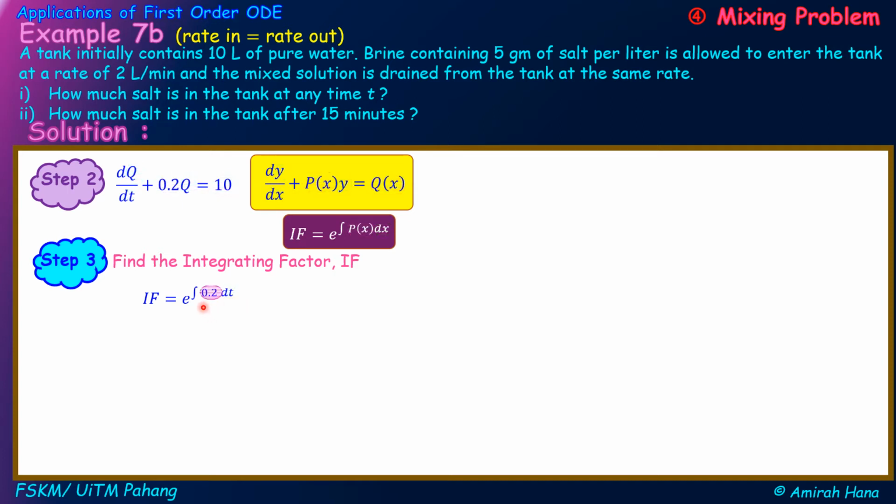Right after that, we integrate 0.2 with respect to t, so we get e to the power of 0.2t.